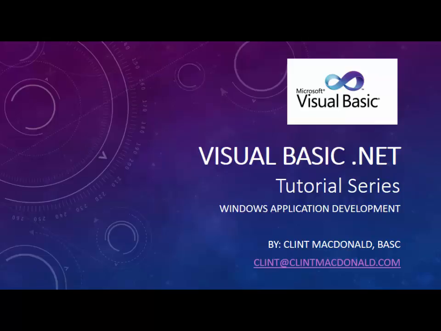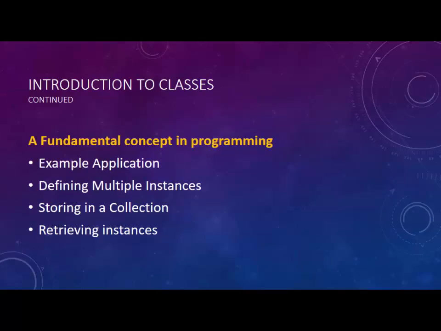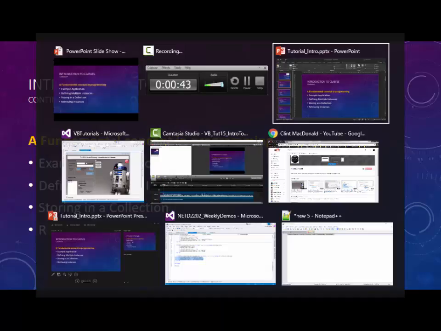Hello, this is Clint McDonald, and today we're going to continue our Introduction to Classes tutorial. In this particular tutorial, we are going to continue that fundamental concept of programming with an example application. We're going to define multiple instances of the same class and store those instances in a collection. Then once we have them stored in a collection, we'll retrieve them back again to display them. So let's go and look at our example application.